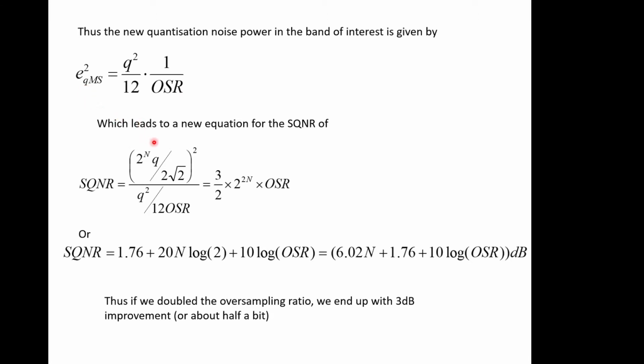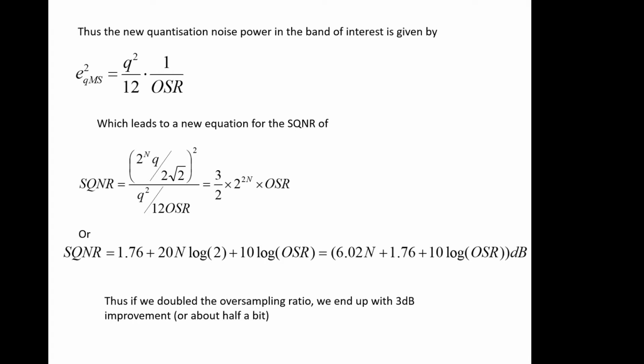So if we just throw that into our signal to noise equation that we developed earlier, this is the signal which we got from earlier slides, which is filling up the entire dynamic range with its amplitude, and then we divide it by the noise power, which is just this equation here. We then get a very similar equation to what we had before, 3 over 2 times 2 to the 2N, this time times OSR. If we expand that out and do the log business, we end up with 6.02N plus 1.76 plus this other term here, which is 10 log OSR in dBs. So that's improved the signal to noise ratio by this oversampling ratio factor. Thus, if we doubled the oversampling ratio, we would end up with a 3 dB improvement of the signal to noise ratio, which is about the equivalent of half a bit or so in terms of N here, which is a useful result to have.